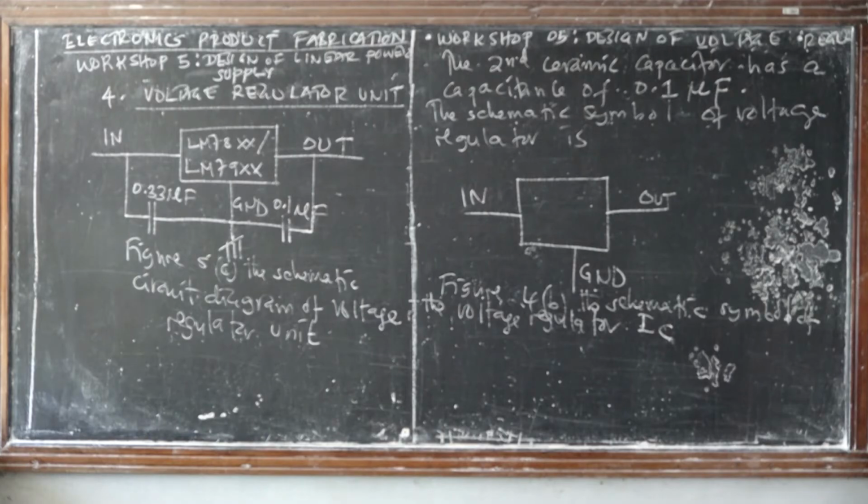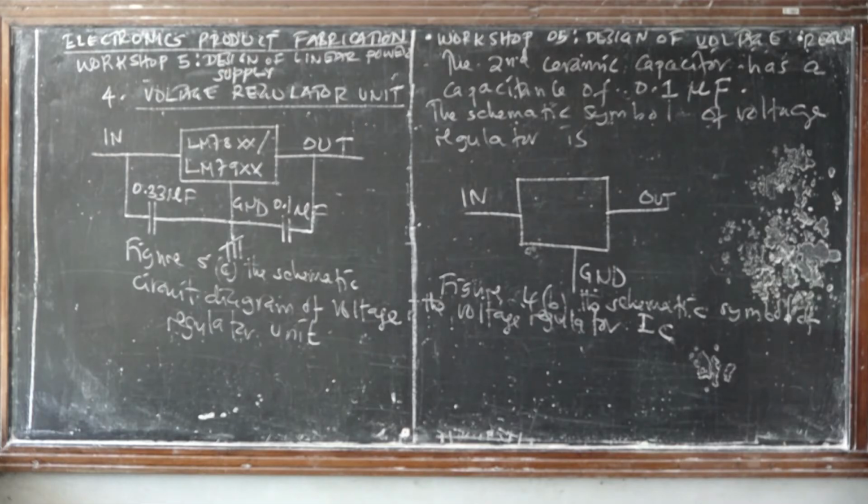Sure. Listen. If I were you and I had been given the schematic circuit diagram of a voltage regulator unit, then I see two capacitors. I see the first, a ceramic capacitor of capacitance 0.33 microfarad, and the second, a ceramic capacitor of 0.1 microfarad. So I could have two questions.